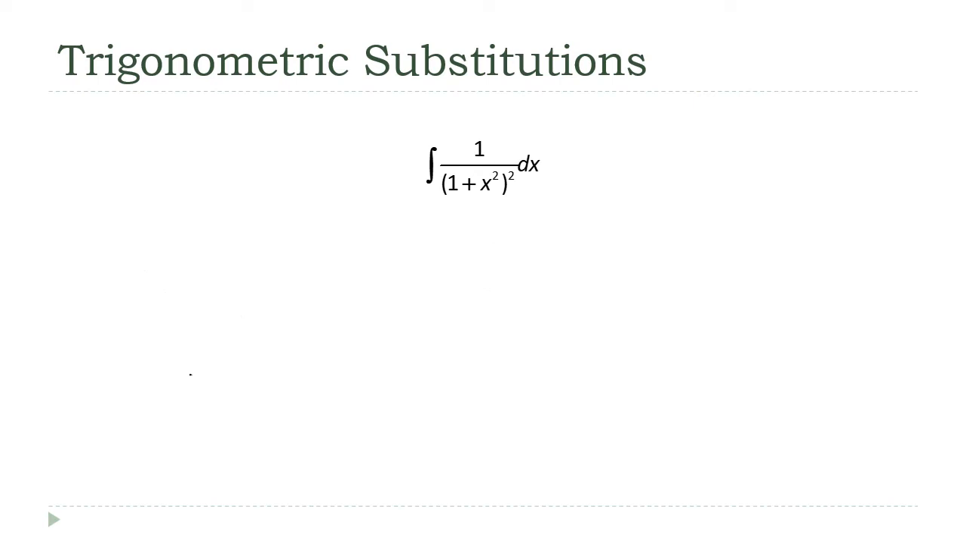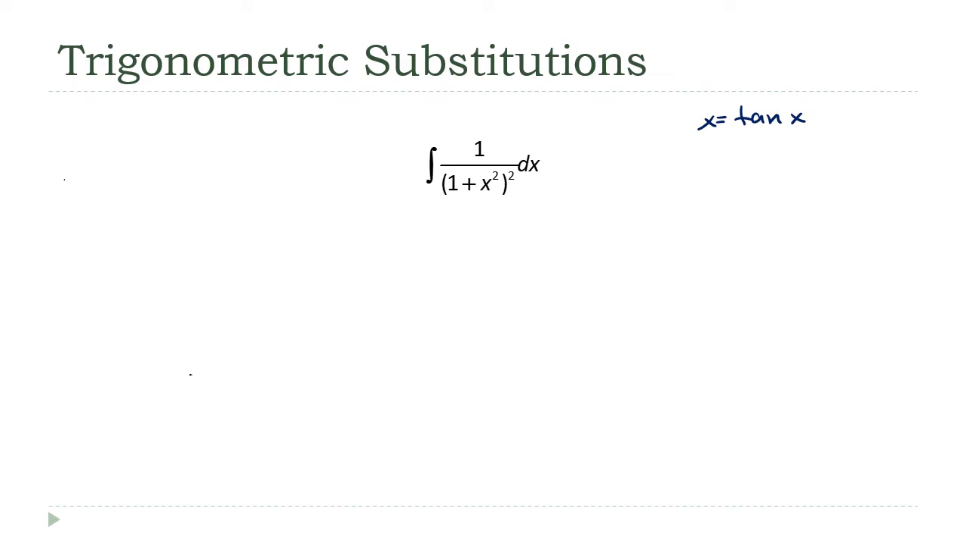So let's take a look at this one. I'm seeing that 1 plus x squared down there. So the substitution I'm going to use is to let x equal tangent theta. I'm thinking 1 plus tangent squared is secant squared. Right, so let's see what that substitution gives me.